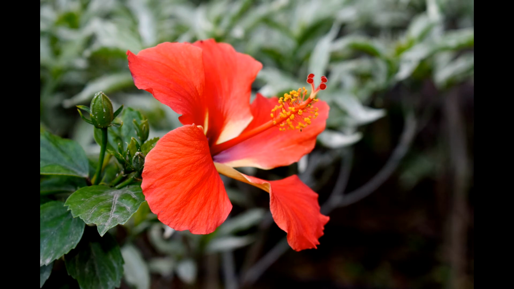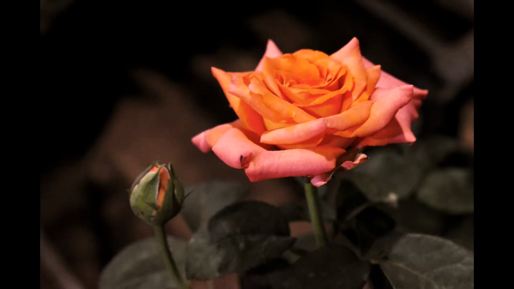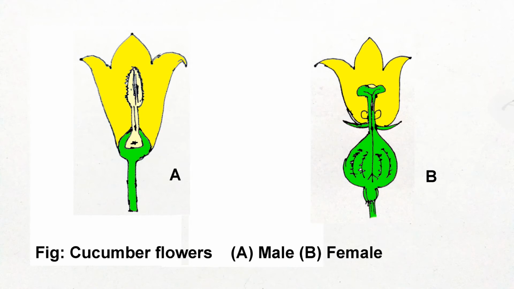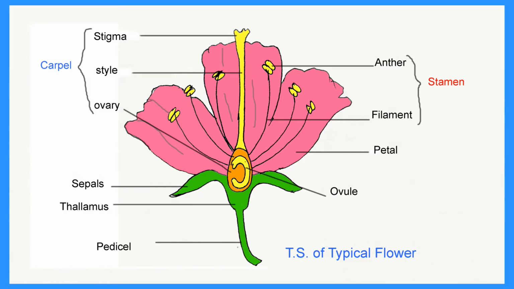Flowering is the indication of maturity and sexual ability of the plants. Basically, flowers are modified shoots and highly reduced structures, especially meant for the production of gametes. There are two types of flowers: unisexual flowers and bisexual flowers. Unisexual flowers have only one type of sexual organ, so there will be either male flowers or female flowers. But in case of bisexual flowers, both types of reproductive organs are present.